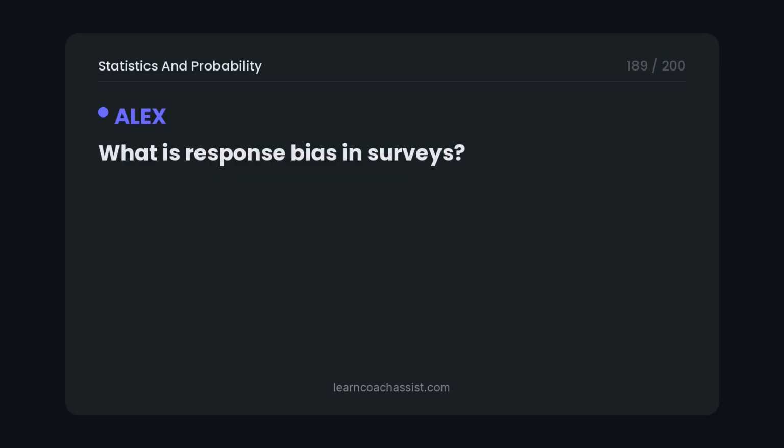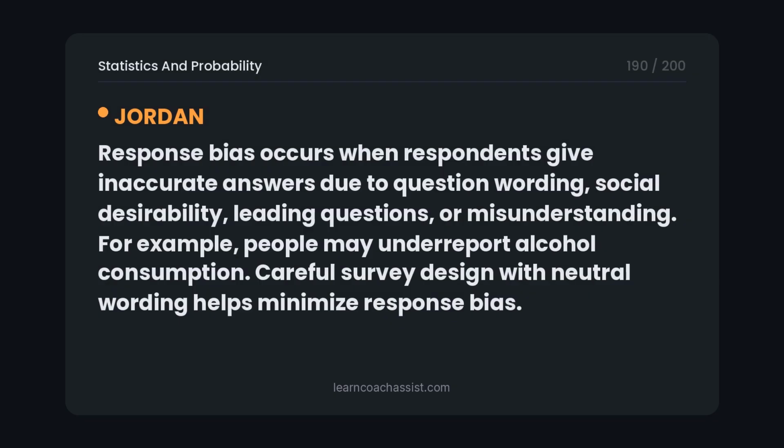What is response bias in surveys? Response bias occurs when respondents give inaccurate answers due to question wording, social desirability, leading questions, or misunderstanding. For example, people may underreport alcohol consumption. Careful survey design with neutral wording helps minimize response bias.